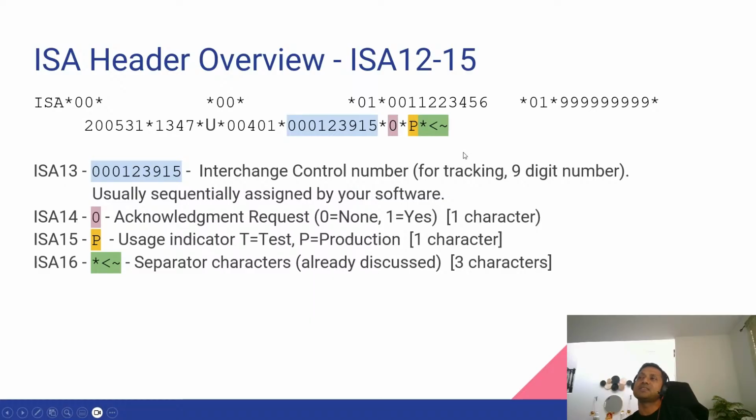ISA 15 is the usage indicator. If it is P, that means it is production. If it is T, that means it is test. ISA 16, as I mentioned, holds the separator characters. We spoke about that: element separator, sub-element separator, segment separator, all of that.